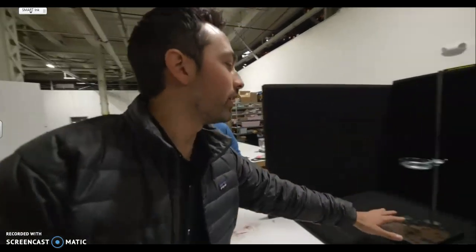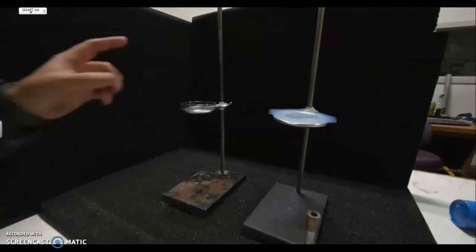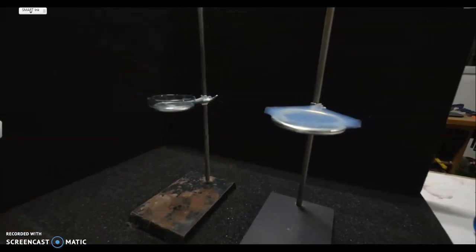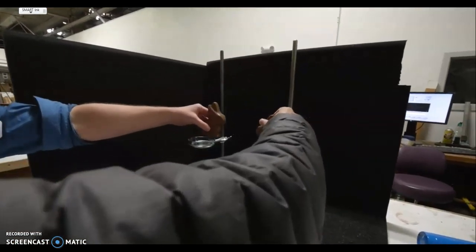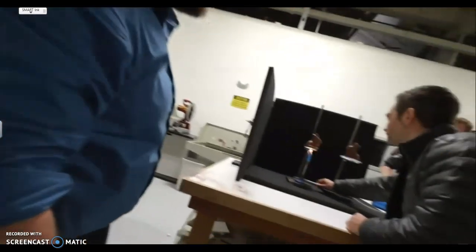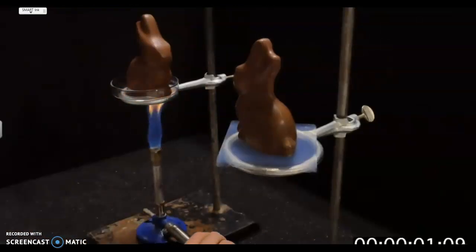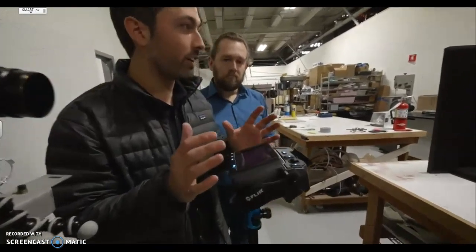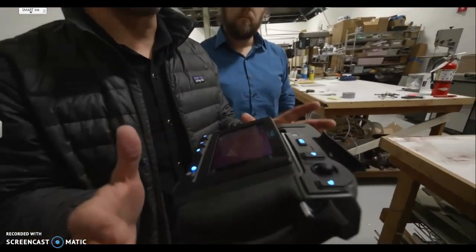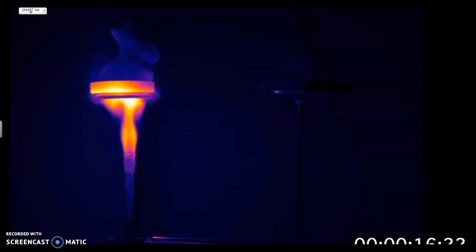Okay, we are going to try an experiment to demonstrate the insulating power of aerogel. So over here we have two setups, one with a glass petri dish and the other one with aerogel on top. Both are made of silica, but with very different physical structures. We're going to see how long it takes to melt these chocolate bunnies with a Bunsen burner. Now to have a look at this experiment, we have a FLIR T1020, which can see temperatures up to 2,000 degrees Celsius.